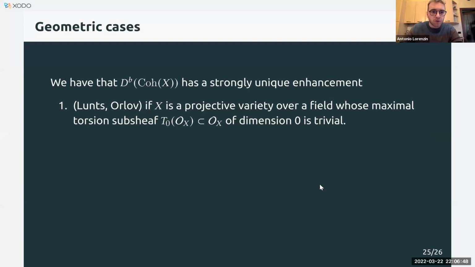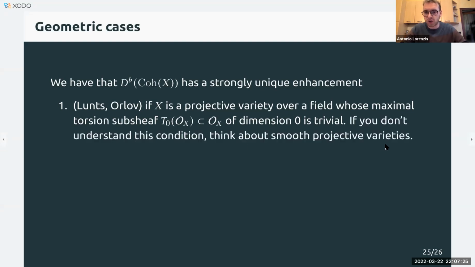To conclude, I would like to talk about the geometric cases, what has been done in the theory till now. Now let me talk about the bounded derived category of coherent sheaves over X. And now this has a strongly unique enhancement if X is a projective variety over a field whose maximal torsion subsheaf T0 of the structure sheaf of dimension 0 is trivial. And this is a result by Lunts and Orlov. If you don't know what this property means, you can just think about smooth projective varieties.